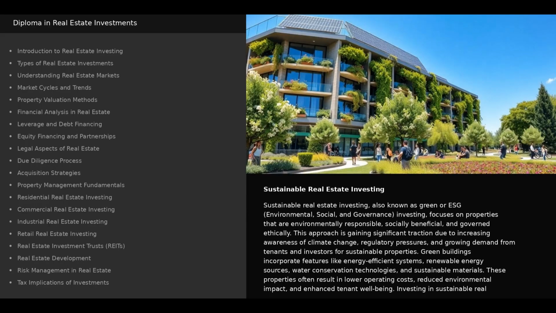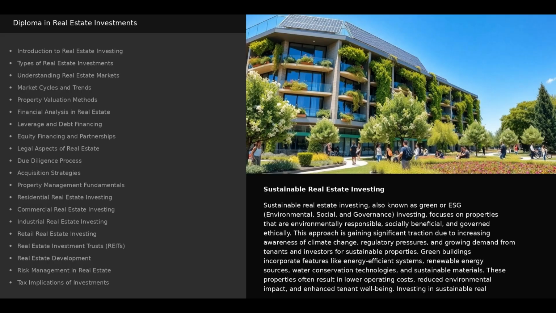Sustainable real estate investing. Sustainable real estate investing, also known as green or ESG, environmental, social, and governance investing, focuses on properties that are environmentally responsible, socially beneficial, and governed ethically. This approach is gaining significant traction due to increasing awareness of climate change, regulatory pressures, and growing demand from tenants and investors for sustainable properties.